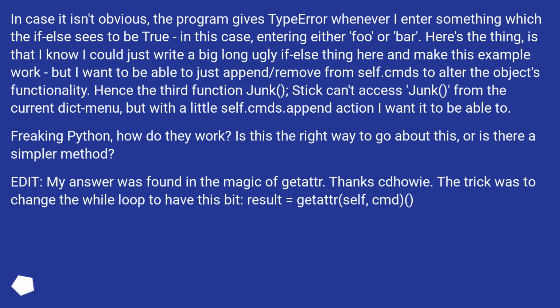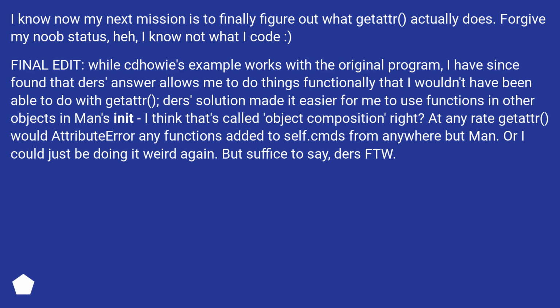Edit: my answer was found in the magic of getattr. Thanks CD Howie. The trick was to change the while loop to have this bit: result = getattr(self, cmd). I know now my next mission is to finally figure out what getattr actually does. Forgive my noob status, hey, I know not what I code. Smile.